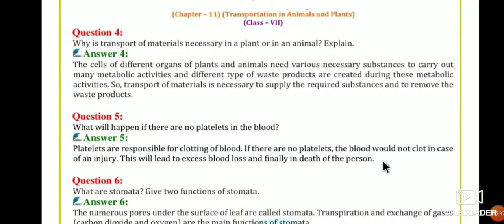If there are no platelets, the blood would not clot in case of any injury. If there is an injury, the blood will be continuously flowing. If there are no platelets, the blood will not clot easily. That's why platelets are very important for the clotting of blood. This will lead to excess blood loss and finally the death of the person. So platelets play a major role in clotting of blood.